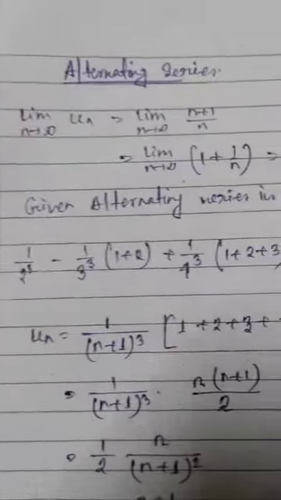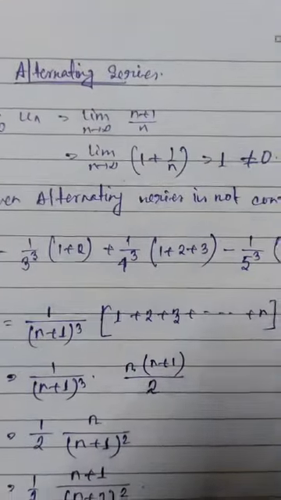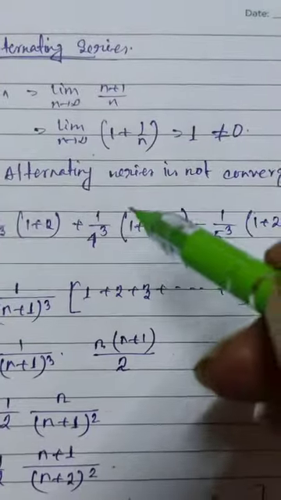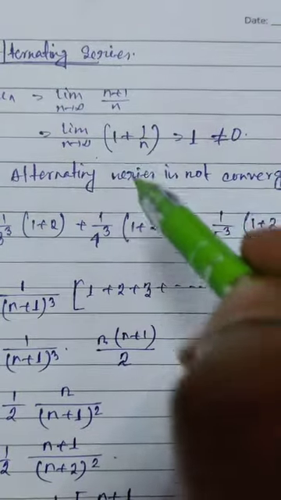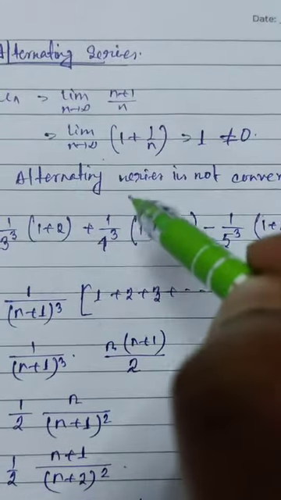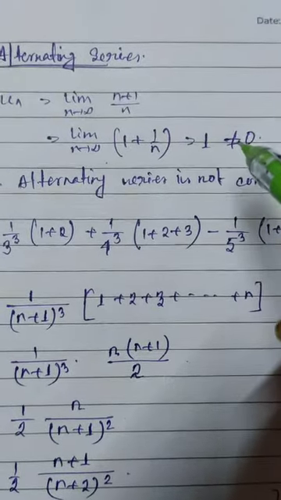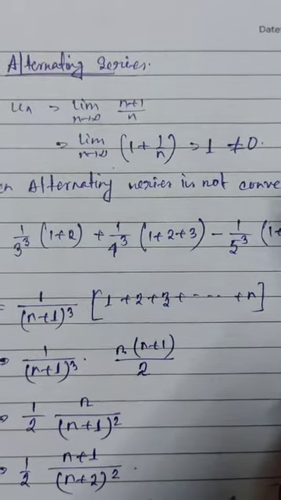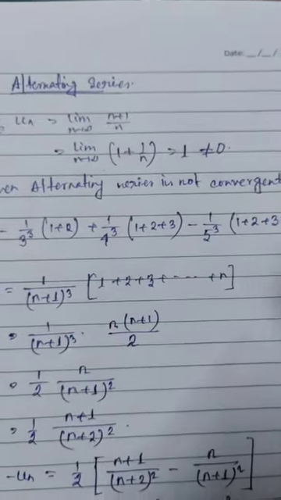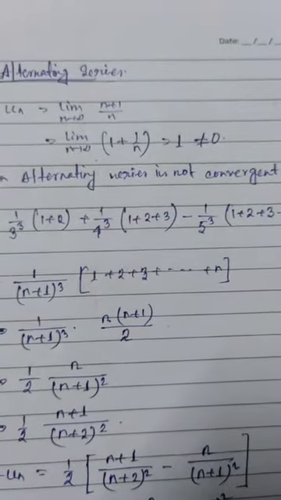So now here we check the limit as n tends to infinity of un, and here un is equal to (n plus 1) by n. If we simplify, we get the limit as n tends to infinity of 1 plus 1 by n. As n tends to infinity, 1 by n is 0, so the limit is equal to 1, which is not equal to 0. So the third condition does not hold. So now we can say that the given alternating series is not convergent.